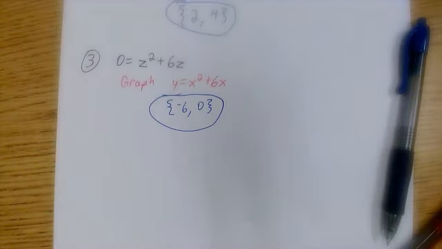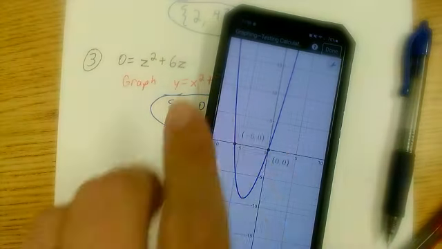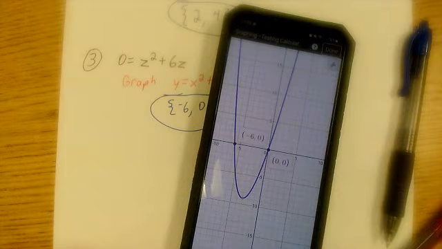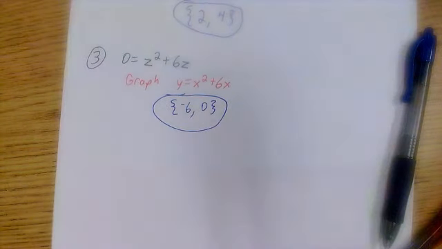You're never worried about the y values. The only thing the y values are there to do is tell you which values of x are the answer. So just the x values when you're looking at these.